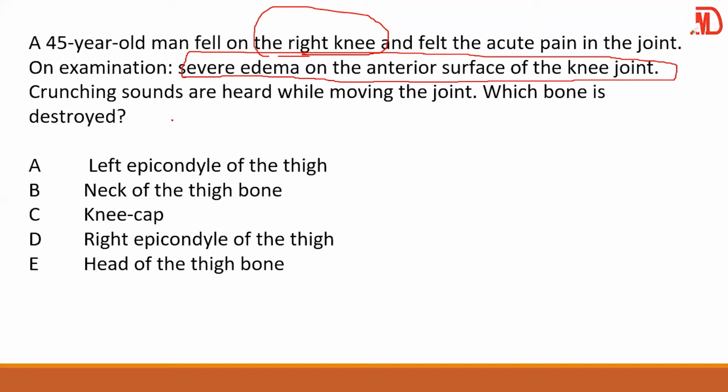The patella. And what is your clue over here? Severe edema on the anterior surface of the knee joint. The anterior, that means the cap, the kneecap. So here you are looking at C as your likely bone that has been destroyed.